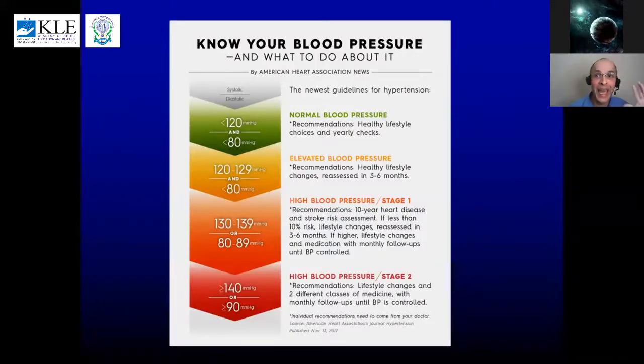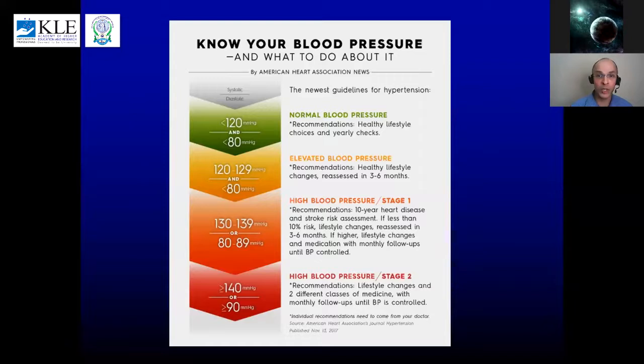So if we look at the new guidelines, then we really define normal blood pressure today as a blood pressure less than 120/80. So if your blood pressure is less than 120/80, we say that you now have normal blood pressure. If your blood pressure is between 120 and 129 systolic and under 80 diastolic, we now say that you have elevated blood pressure. And if you have elevated blood pressure, we recommend to individuals lifestyle changes, which we're going to come to really quickly in the presentation, with a reassessment of the blood pressure in 3 to 6 months.